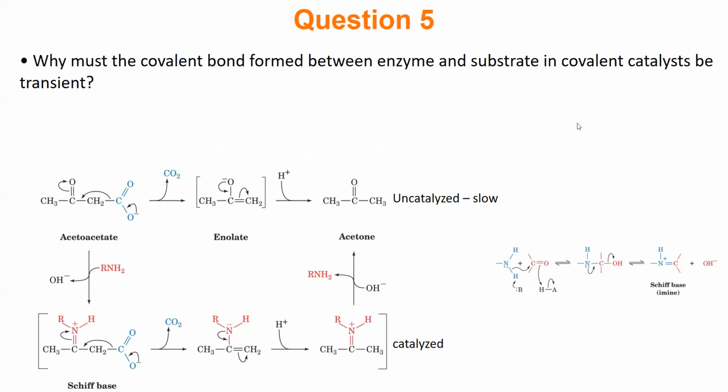So here's a question. Why must the covalent bond formed between the enzyme and the substrate in covalent catalysis be transient? And by transient, I mean, why isn't it permanent? Why can't we just bond this enzyme to our acetoacetate here and just call it a day? We're done. No need to continue. We kicked off CO2. We are in our transition state. We're good. Enzyme needs to be reformed at the end. Yes. Do not forget that. It's rare. It does happen, but it's rare to find an enzyme that works once and kills itself. Always need to regenerate.